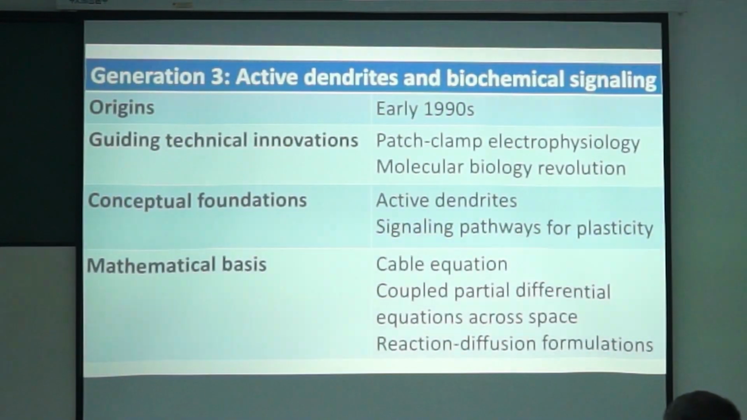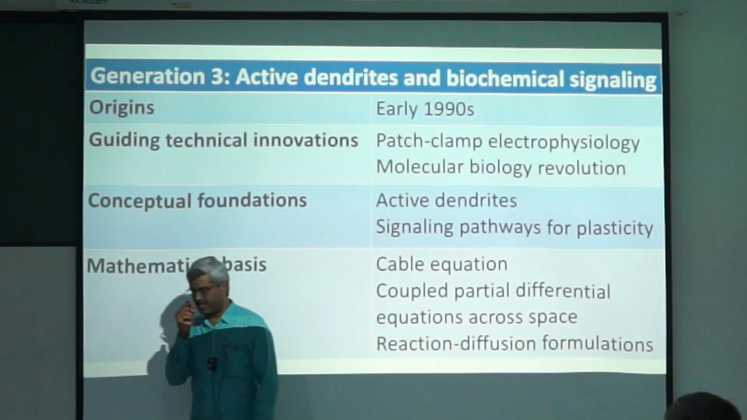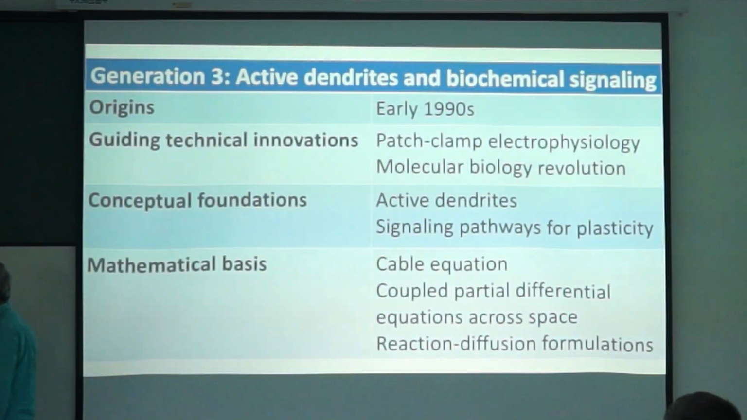So this was in the early 90s. As I said, two things happened. The patch clamp electrophysiology technique became available. People took painstaking effort to map the kind of ion channels that are present over there. And also the molecular biology revolution happened during the 90s.